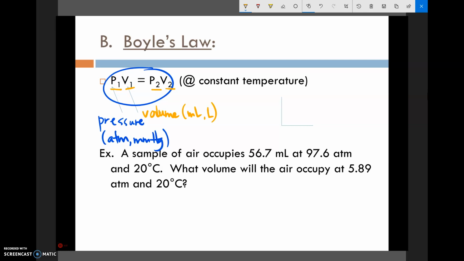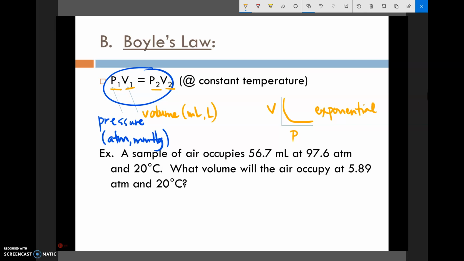If you were to look at a graph of volume over pressure, your volume is going to be on your y-axis. The pressure is going to be on your x-axis. And it would look like this. This is an exponential graph. And that means that this is inversely proportional.